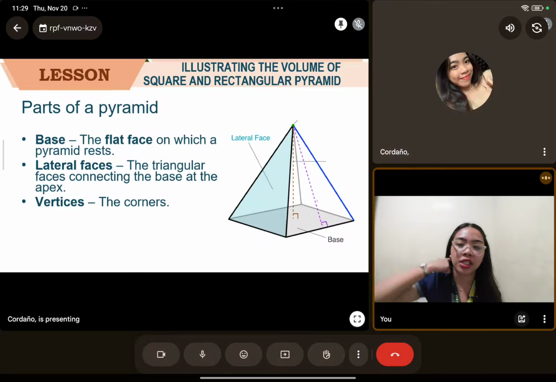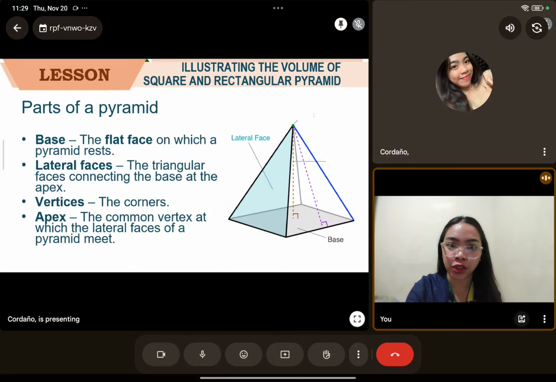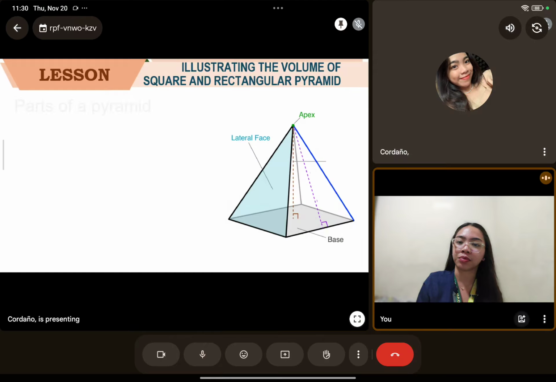Next. Vertices. Sino naman yung the corners? Ayan, yung nasa taas yun, yung vertices. And then, the apex, ayan yung pinaka nasa tuktok, which is yung nasa green part, which is this one. So, the apex is the common vertex at which the lateral faces of a pyramid meet. Okay.